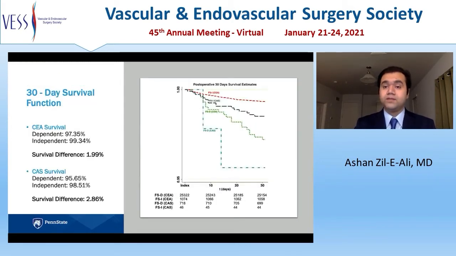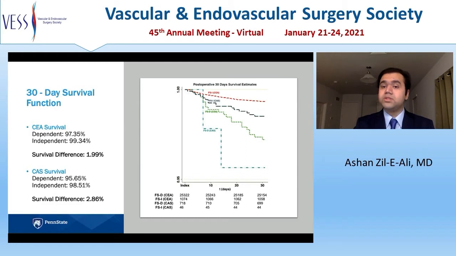Lastly, we did a 30-day survival estimate using Kaplan-Meier and time series analysis, and we learned that carotid endarterectomy survival among dependent patients was 97.35%, whereas it was higher in independent patients, at 99.34%, with a survival difference of 1.99%. In carotid artery stenting, we learned that dependent patients had lesser survival, 95.65%, as compared to independent patients undergoing carotid artery stenting, 98.51%. This survival difference was much higher than the survival difference of the patients in the endarterectomy pool, 2.86%.